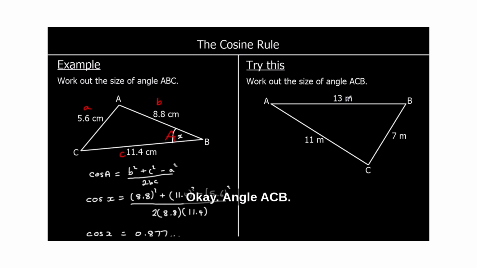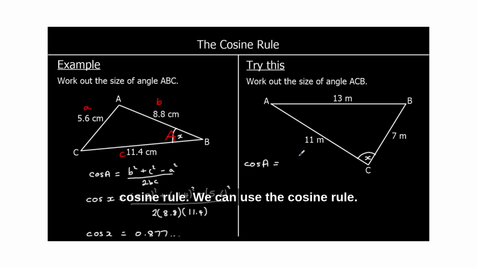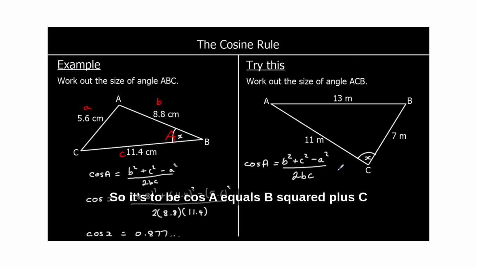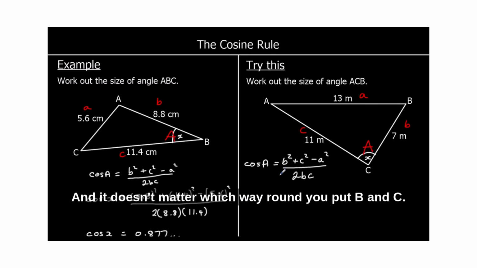Okay, angle ACB, A to C to B. That's what we're working out. And we're using the cosine rule. We can use the cosine rule because we know all 3 lengths, and we are working out one of the angles. So it's going to be cos A equals b squared plus c squared minus a squared over 2bc. Big A is going to be our angle that we're working out. Opposite big A is little a, and the other two are b and c, and it doesn't matter which way round you put b and c.